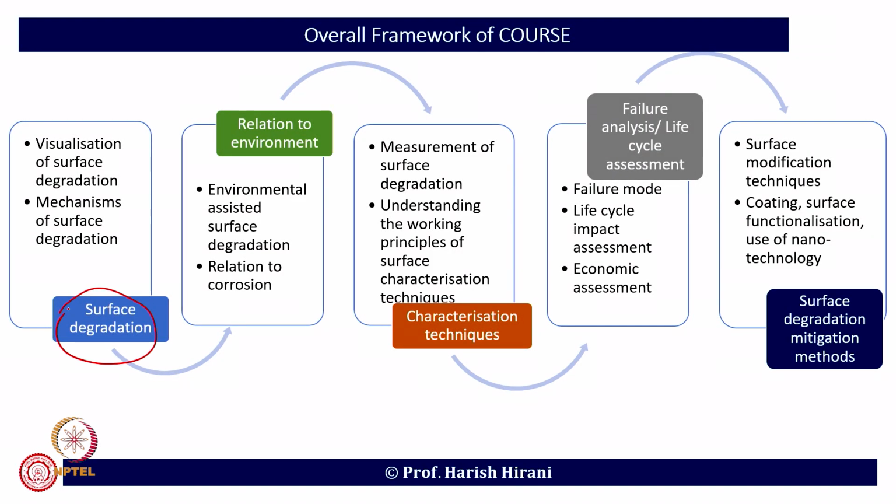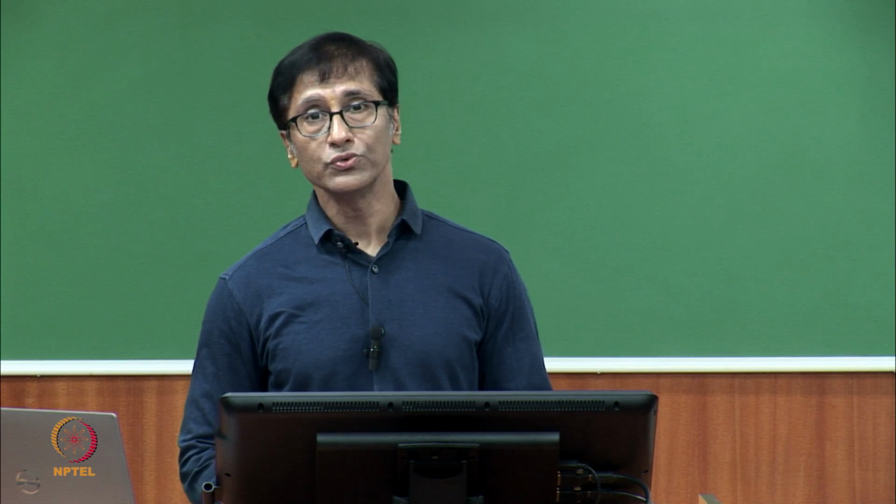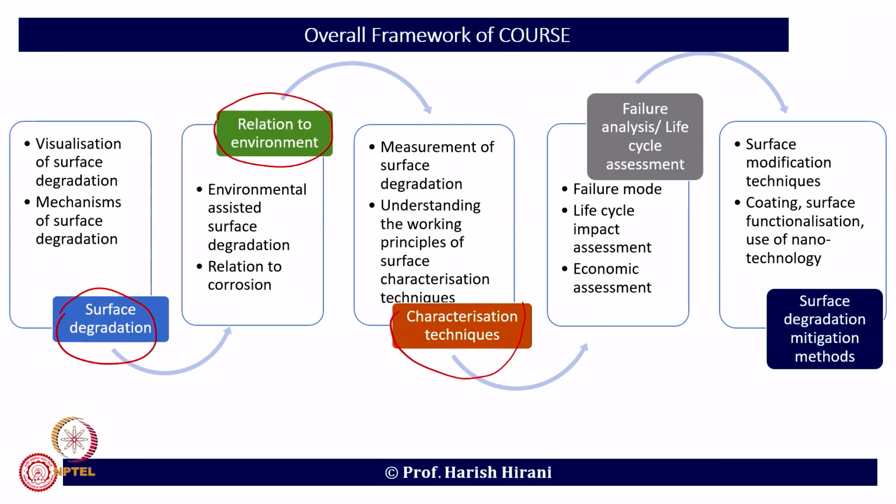And that is why we have divided this complete course into 5 domains. First, surface degradation. Second, what is the relation to the environment? Then come the characterization techniques, because many times we identify the failure by just examining through our eyes or visual examination, but that may not be sufficient. We may not be able to come up with the root cause of failure. We are not able to detect the fundamental reason for the failures. Then in that situation, whatever solution we provide may not be a sustainable solution. It may provide some improvement, but not the optimum solution.